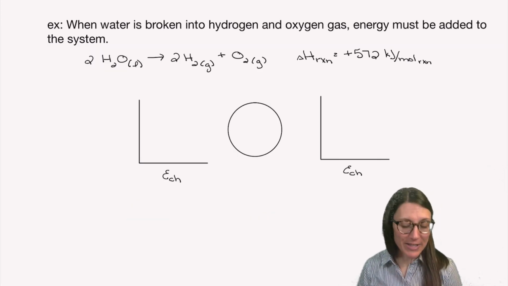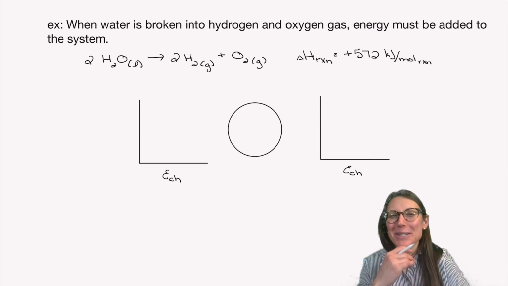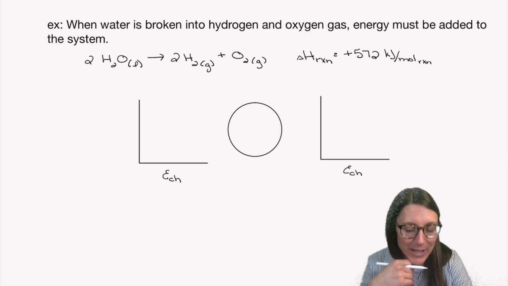Let's take a look at one more example with this LOL chart. Let's say I've got water. When I break water into its component elements, into hydrogen and oxygen gas, I have to add energy to the system in order to do this. You actually did this in class earlier this year. We used a battery as the source of that energy. But I have to put in energy.